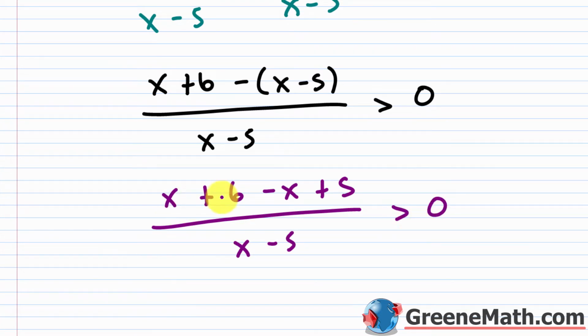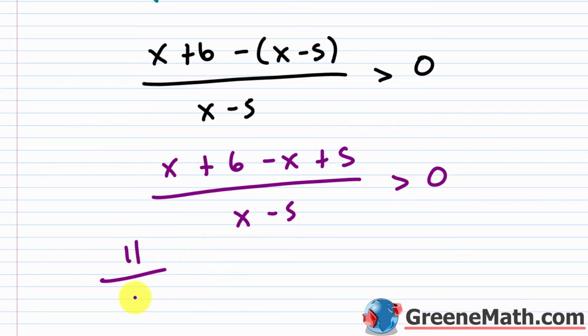So basically, x minus x is 0, so that's going to disappear. You just have 6 plus 5, which is 11. So we'll say this is 11 over this x minus 5, and this is greater than 0. So again, when you get something like this, you just set your denominator here equal to 0. So you say x minus 5 is equal to 0. When you solve that, you get x is equal to 5.